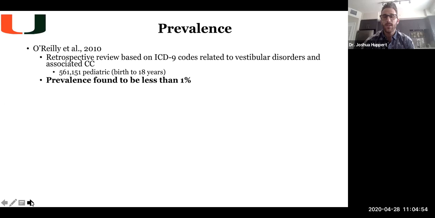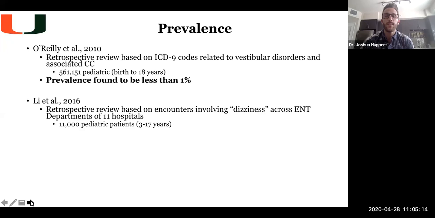There were several limitations with this study, primarily because vestibular disorders and associated complaints are more challenging in children because they're not able to readily communicate the complexity of that language or those symptoms to the doctor or their parents for that matter. So then Lee et al. in 2016 did a retrospective review based on encounters involving dizziness across several ENT departments, 11 to be exact.